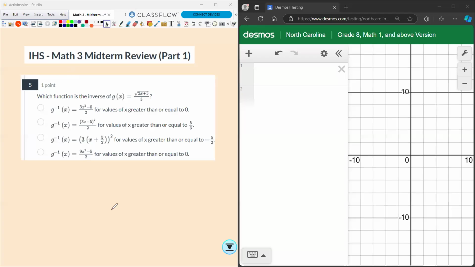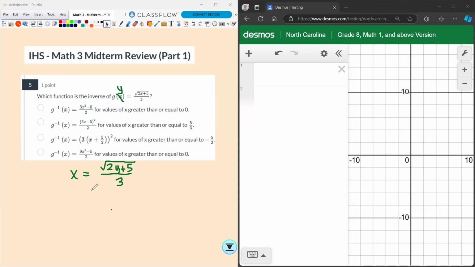Question 5, another inverse function. Which function is the inverse of g of x equals the fraction, the square root of 2x plus 5 on top and 3 on the bottom? And we're going to do this the same way as before. So we're going to switch the x and the y. And we're going to say x equals the square root of 2y plus 5 over 3.